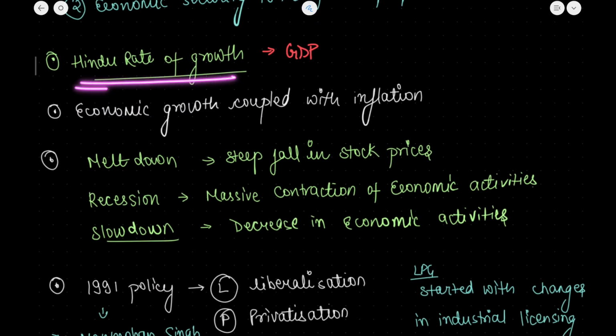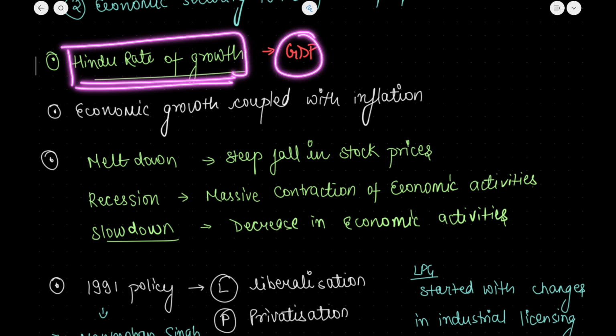So, this model of growth is related with Amartya Sen. Now, the Hindu rate of growth is associated with the GDP. Okay, don't confuse it with population. The Hindu rate of growth is related to the GDP.